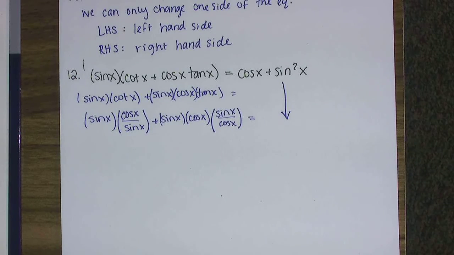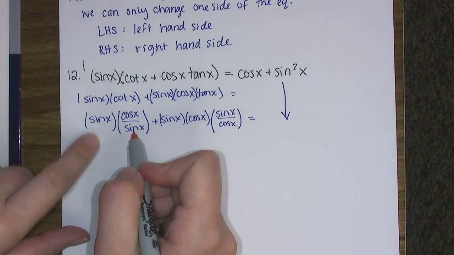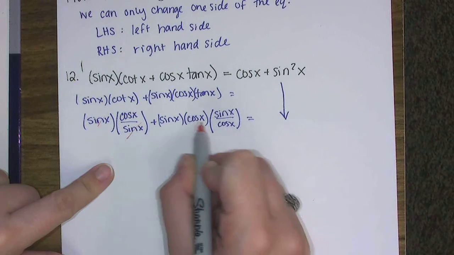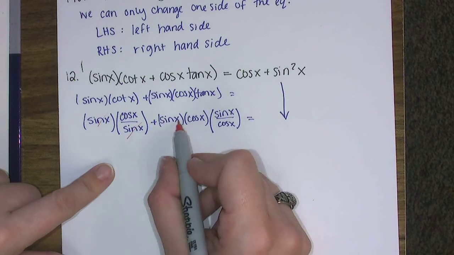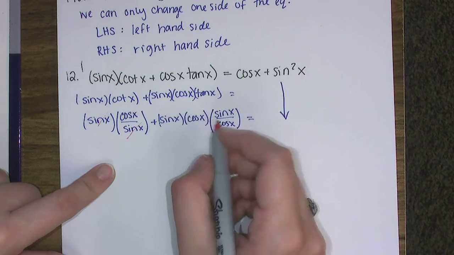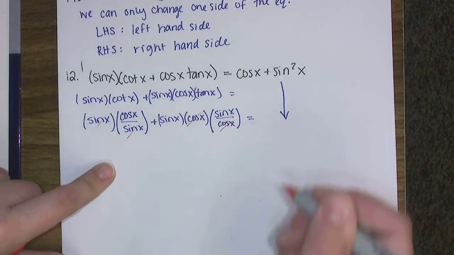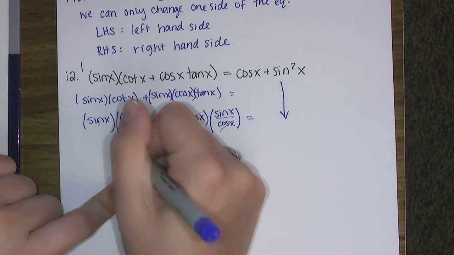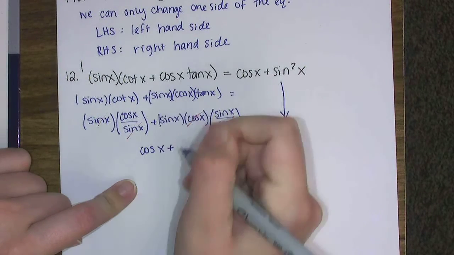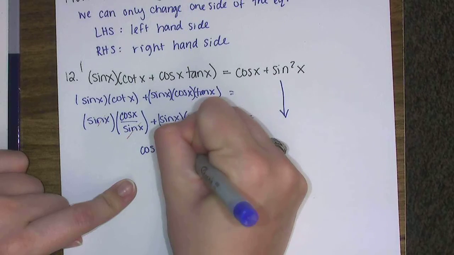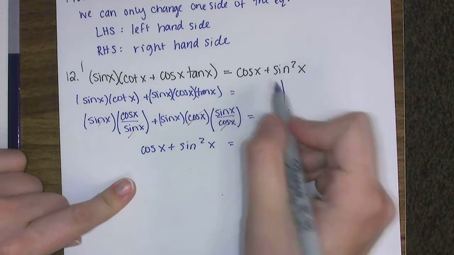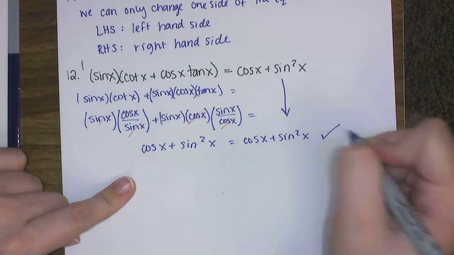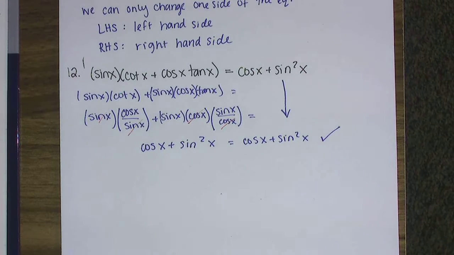So I can cancel these two sines here because they're top and bottom, so they go away. Now over here, I have a cosine top and bottom, and I have two sines on the top, so I can't do anything with sine, but I can cancel out these cosines. So cosines go away, leaving me with cosine of x over here, plus sine times sine is sine squared, which is equal to cosine x plus sine squared x. So I've proven it. And I need to put a check there to show that I've actually proven it.